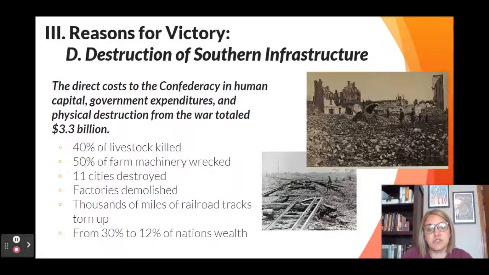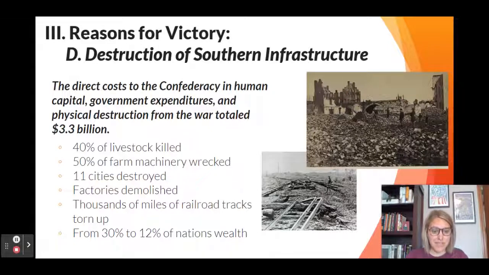Finally, the destruction of the Southern infrastructure. The direct cost to the Confederacy in human capital, government expenditures, and physical destruction totaled $3.3 billion. You can see here some statistics. 40% of livestock killed, 50% of farm machinery wrecked, 11 cities destroyed, factories demolished, thousands of miles of railroad torn up. The South went from having about 30% of the nation's wealth to just 12% of the nation's wealth.